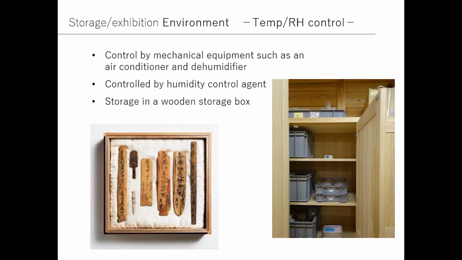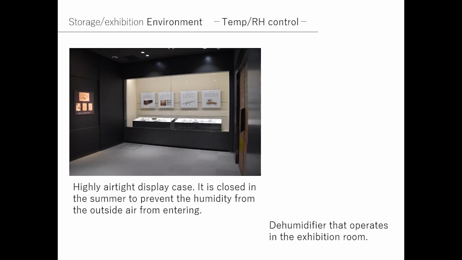Next, I would like to introduce how to control temperature and humidity in the exhibition room. The weather conditions in Japan are hot and humid in summer and cold and dry in winter. In the exhibition and storage rooms, the temperature is lower in summer compared to the outside. So, if the outside air is taken in by ventilation, the relative humidity will be higher than the outside.